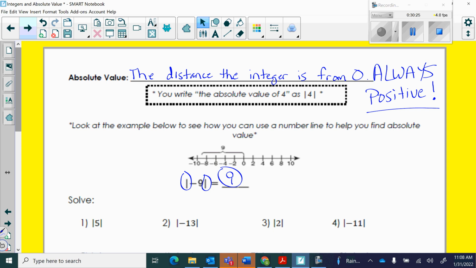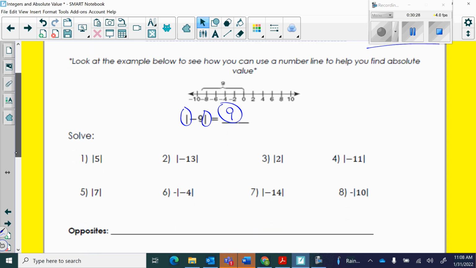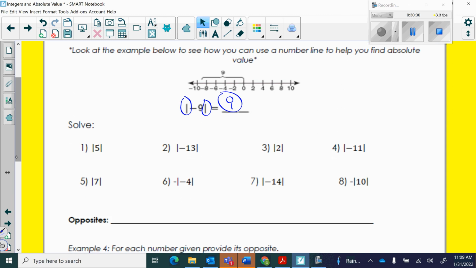So let's look at number 1 at the bottom. What is the absolute value of positive 5? 5. It is 5 units from 0. What about the absolute value of negative 13? Yes, it is 13 units away from 0. Okay, I want you to do 3 through 8. Now, number 6 and number 8 are going to test your thinking ability. I want you to try your best. Got it? Okay, you have about 2 minutes.